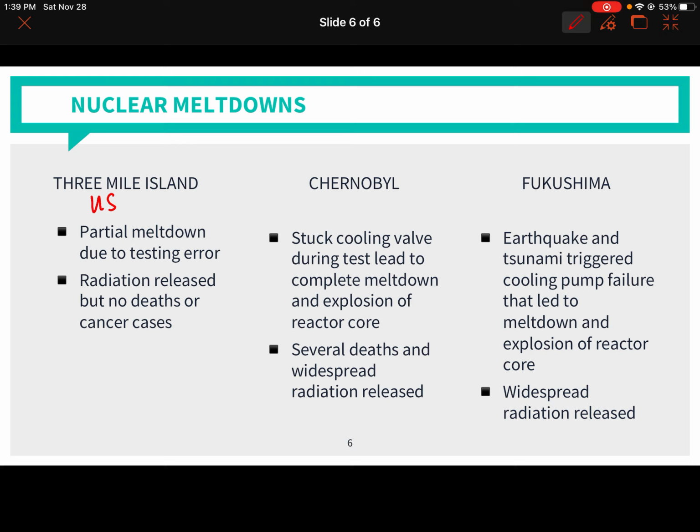Chernobyl in the Ukraine, formerly part of the USSR. There was a stuck cooling valve, which caused a complete meltdown and explosion. Several deaths, widespread radiation released, still radioactive today.